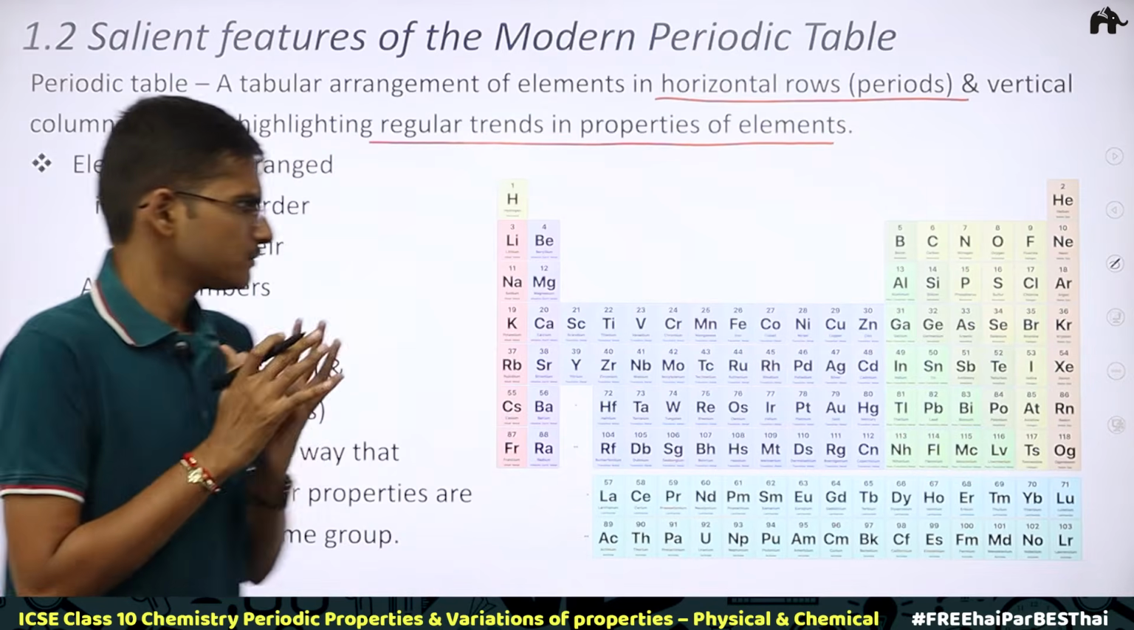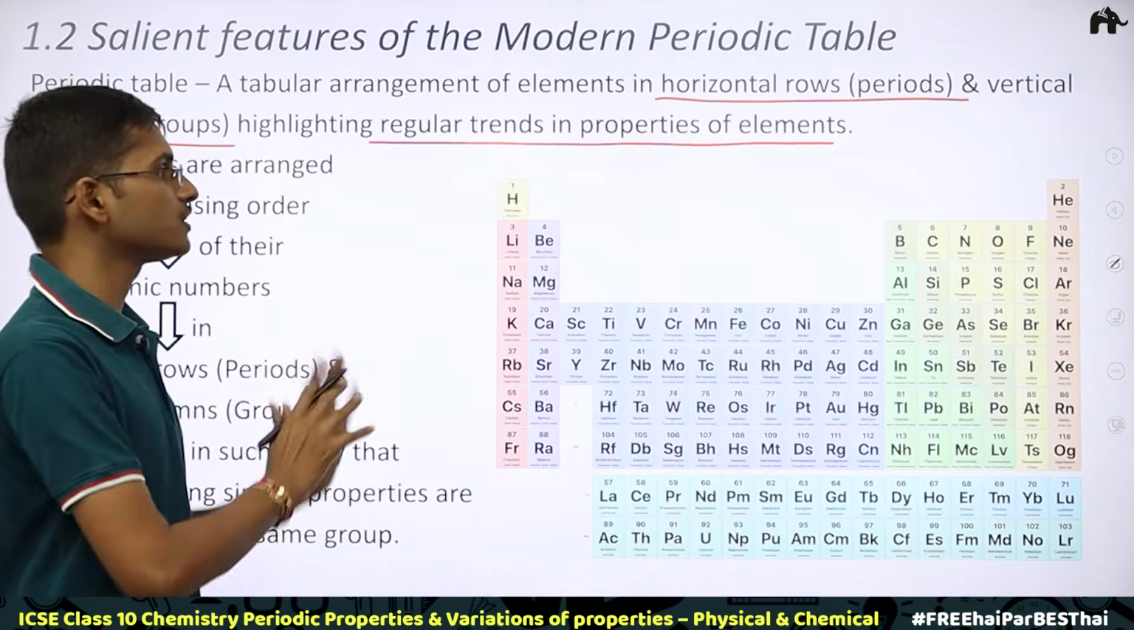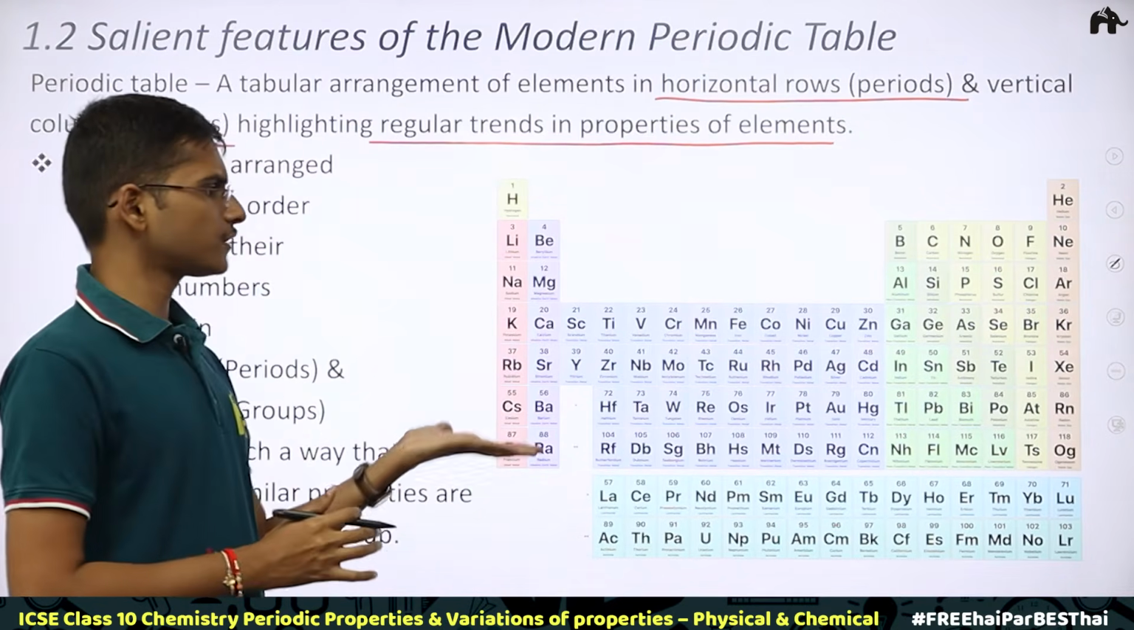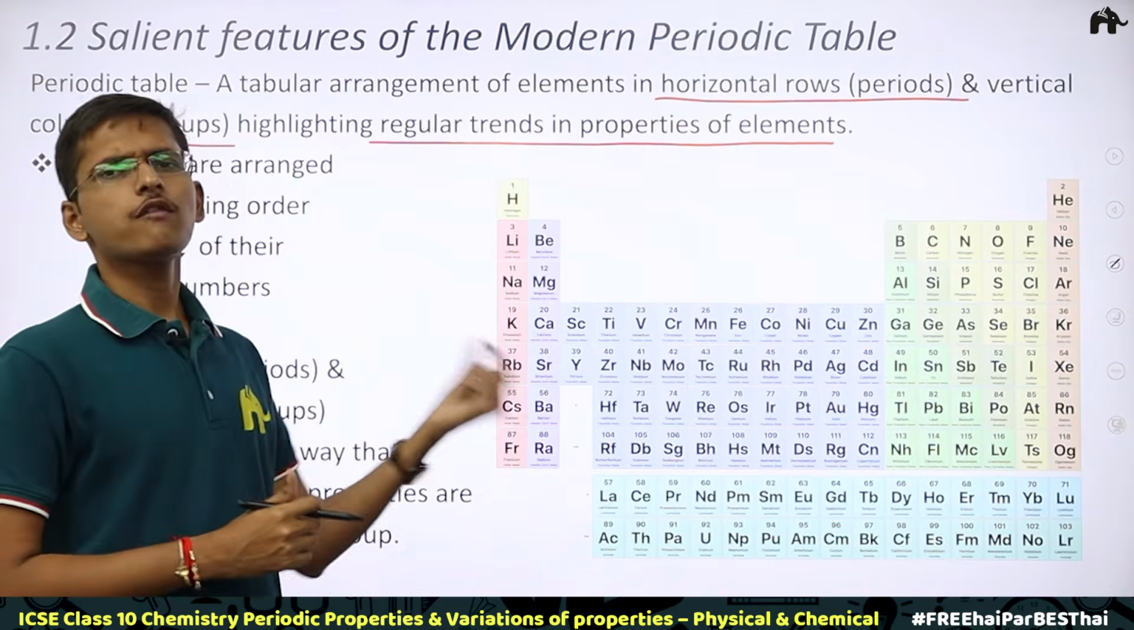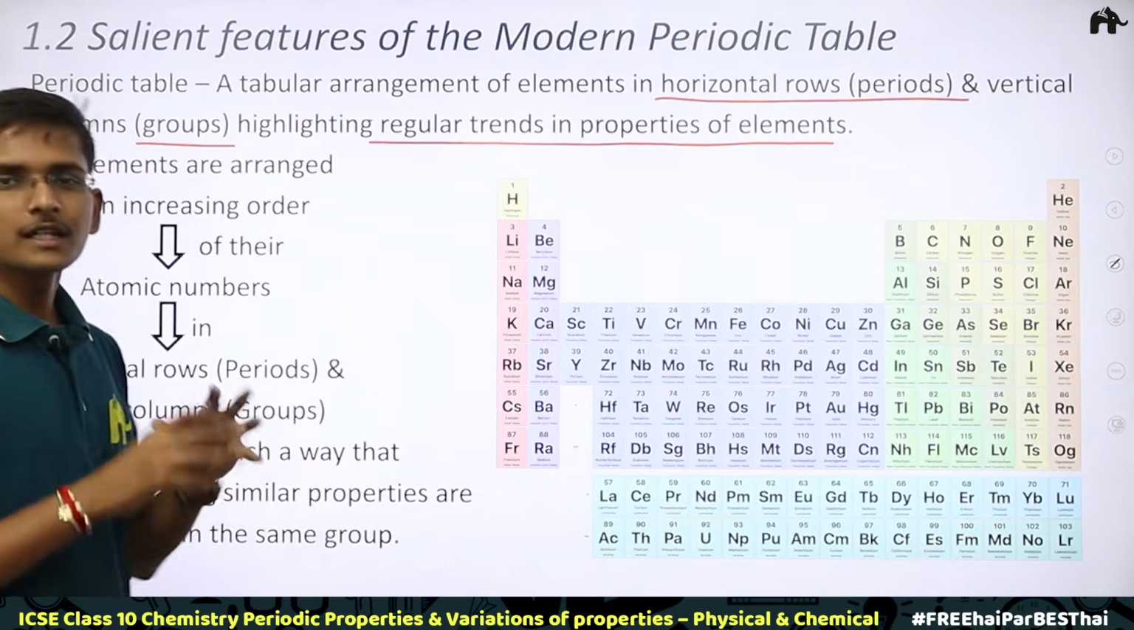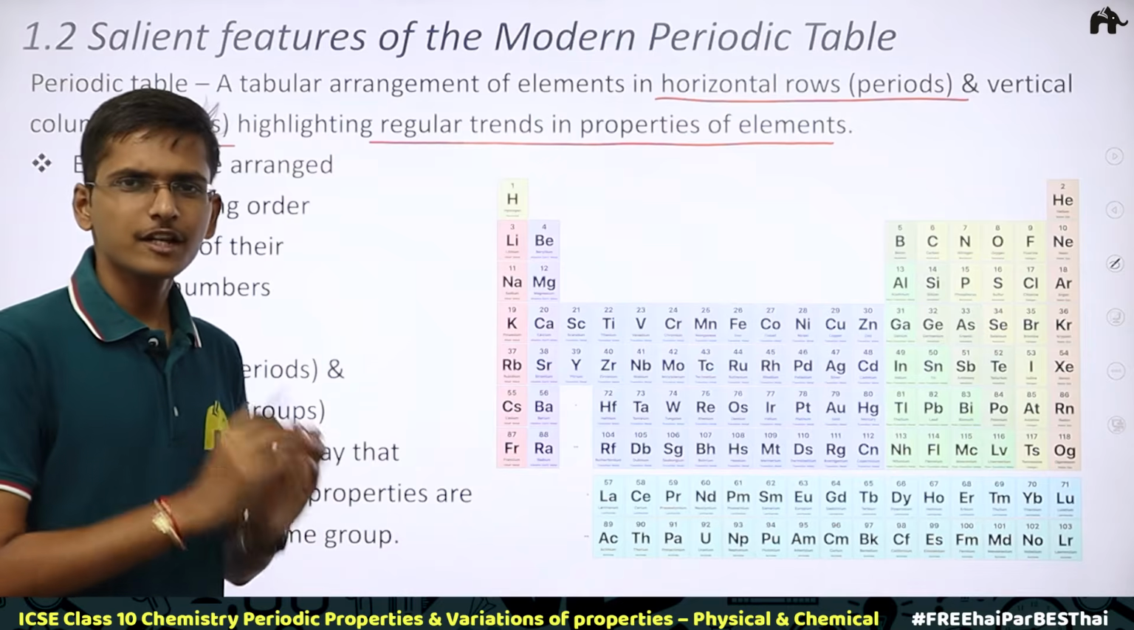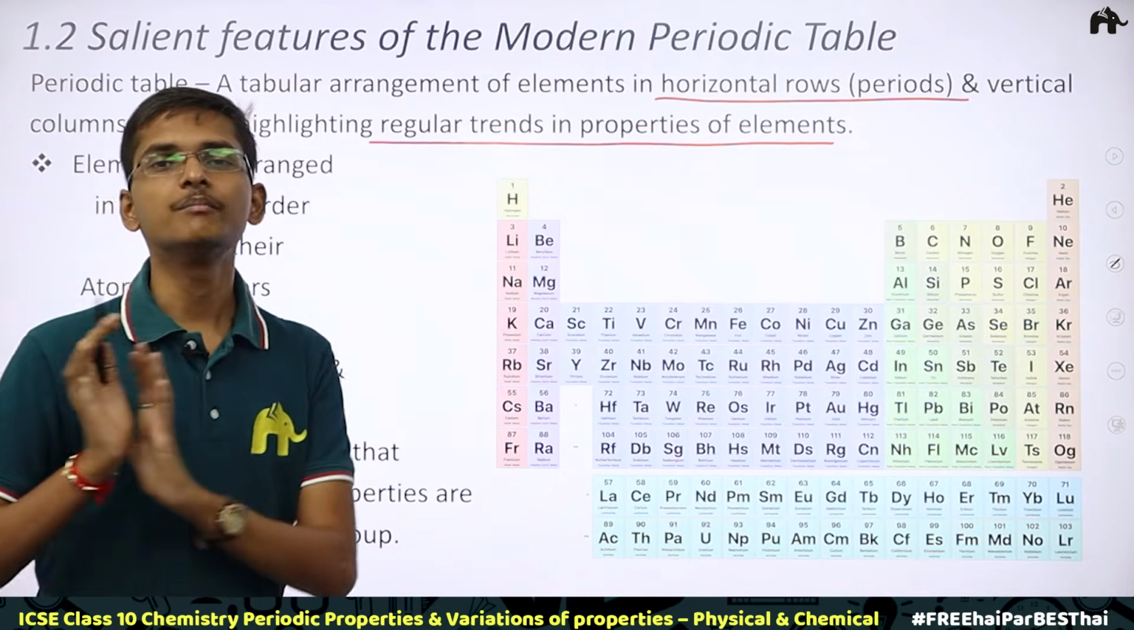But for now, let's see how the elements are arranged in the modern periodic table. You can see here in front of you, this is a modern periodic table, the long form of the modern periodic table. The arrangement is actually the same as that of Mendeleev's periodic table.